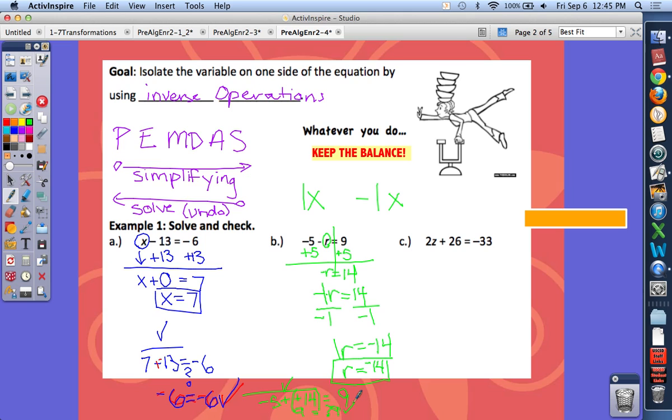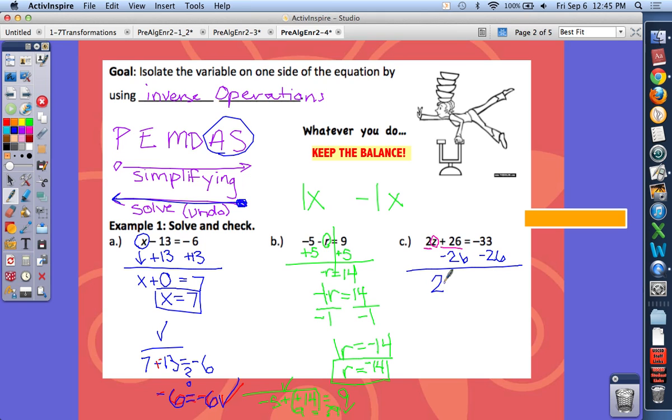All right, let's try that third one here. 2z plus 26 equals negative 33. Identify your variable, find out what's happening to it, and undo it. Well, we're adding 26, and we're also multiplying by 2. You have to choose which one to undo first. Remember, you're undoing PEMDAS. So you should always start with the addition and subtraction. Okay, we're undoing it, we're working backwards. So I'm going to undo the addition first. I'm going to subtract 26 from both sides.